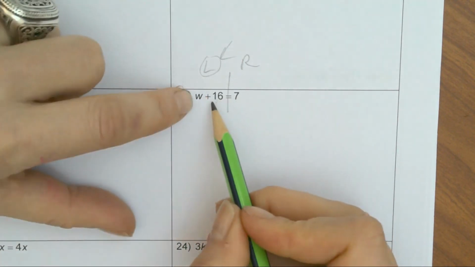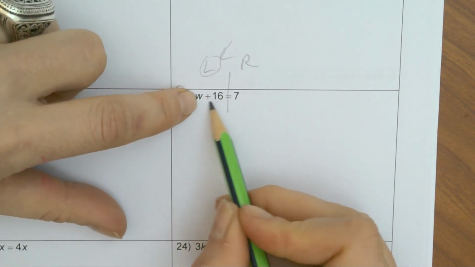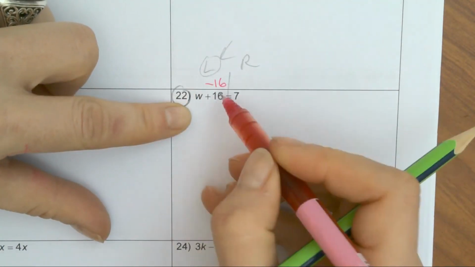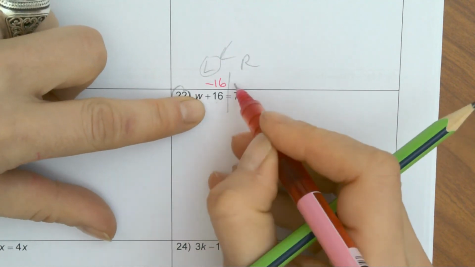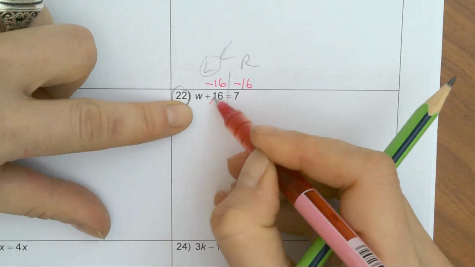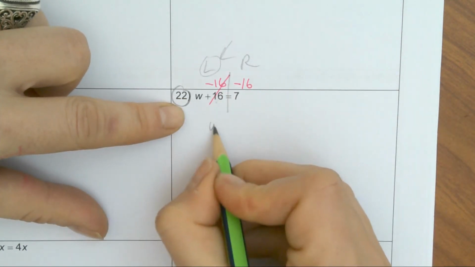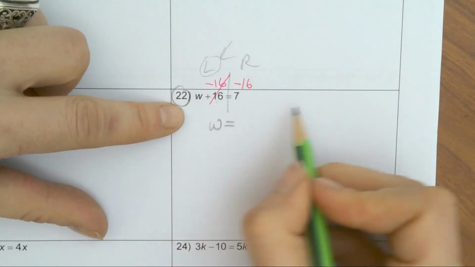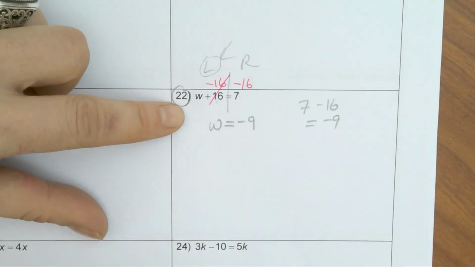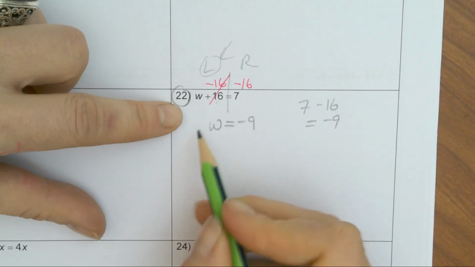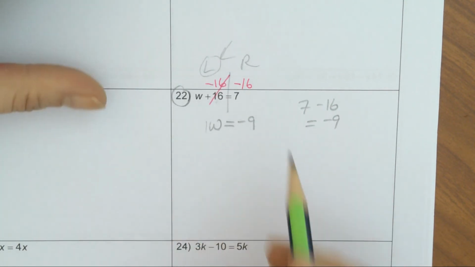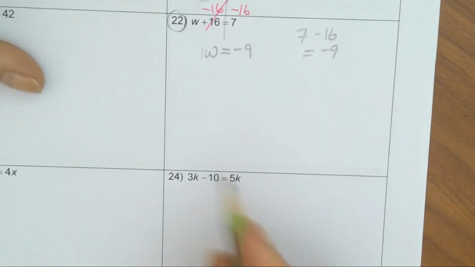So this says plus 16. So we have to do the opposite of plus 16, which is minus 16. So on the other side of the equal sign, I'm going to go minus 16. So here 16 minus 16 is 0. So now I'm left with W equals, 7 minus 16 is negative 9. So that's negative 9. There is no best friend. It's just 1W equals negative 9. So we're done.